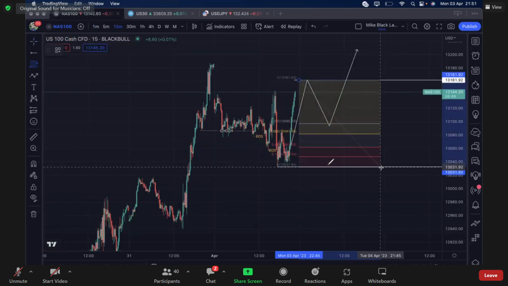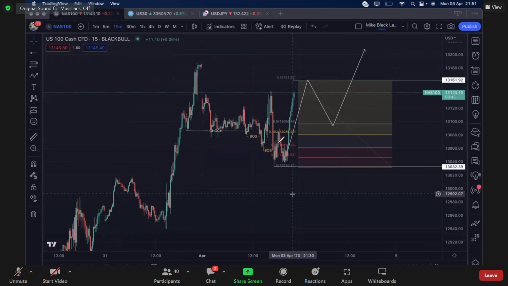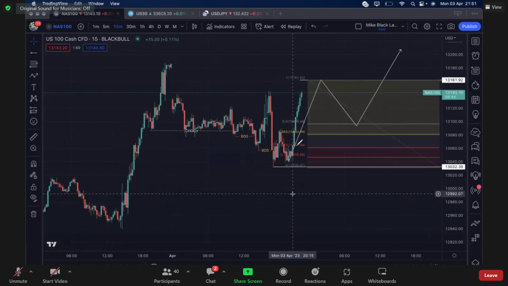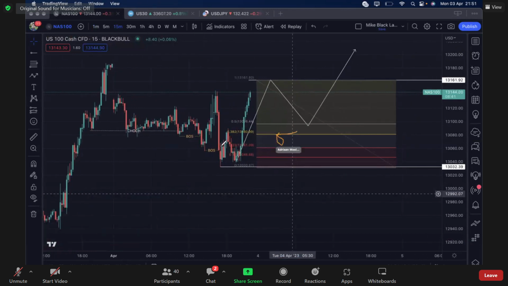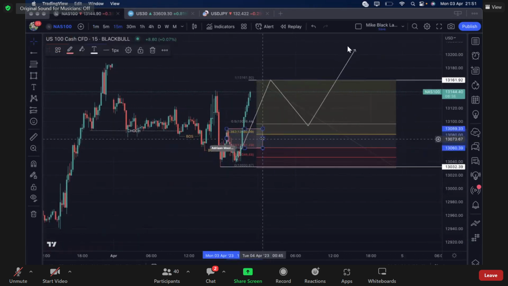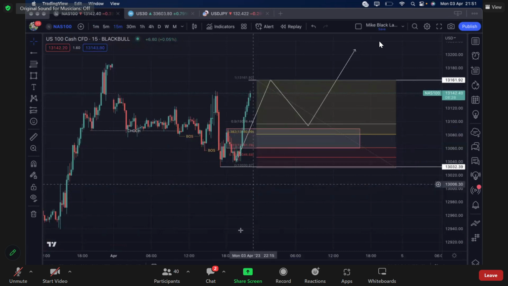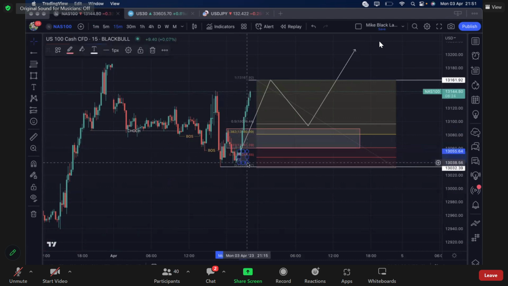Where's our breaker? Golden zone. Okay. That's our breaker. Do we have an order block? Yes, there's our order block. It's a very small order block.